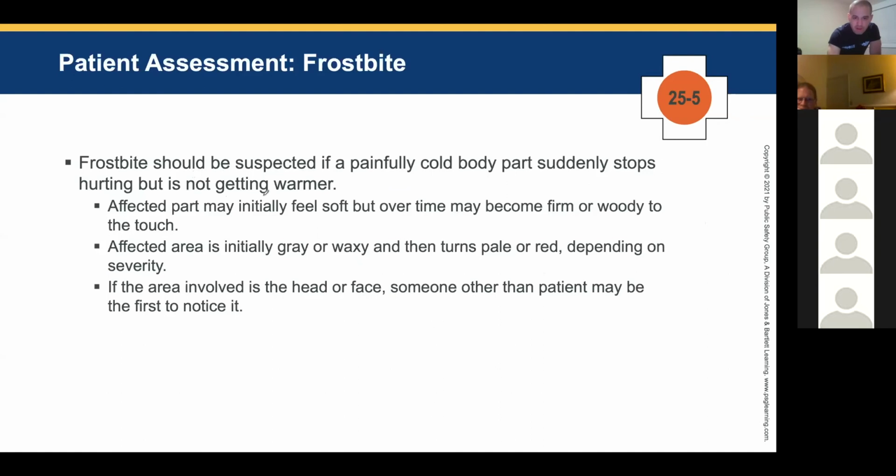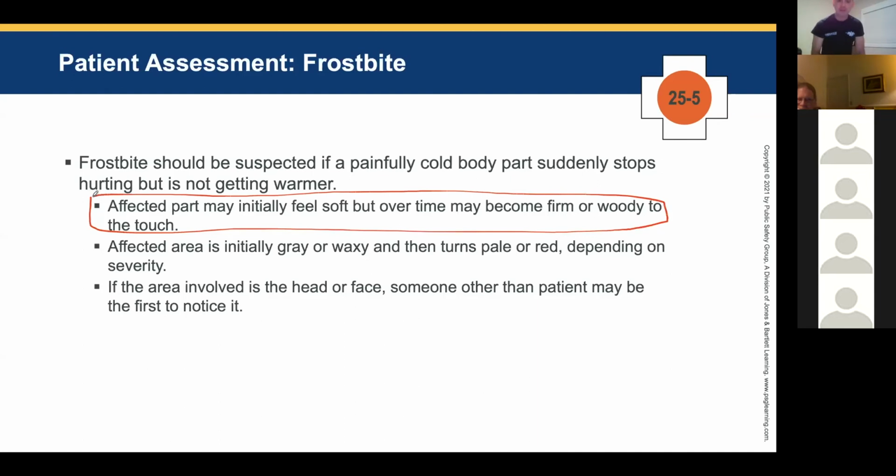The affected part may initially feel soft, but over time may become firm or woody to the touch. The best way I like to describe this is, once again, think of that chicken breast, right? You pull the chicken breast out of the freezer, you let it thaw out for a little bit, and it's still very, very firm. Just frozen, that kind of woody sensation. That would be the best way to describe what that frozen part feels like. The affected area is initially gray or waxy and then turns pale or red depending on severity.